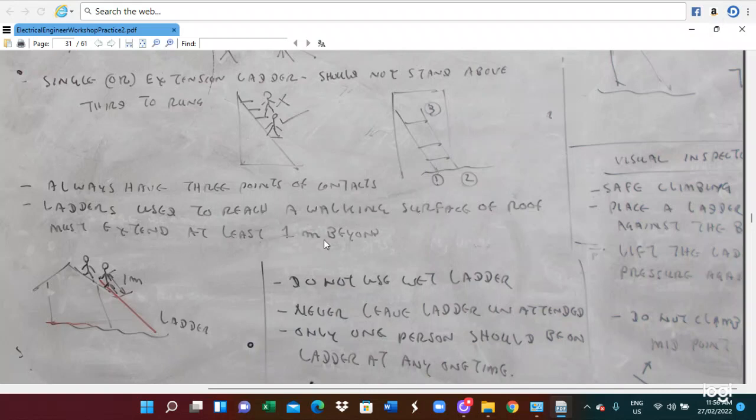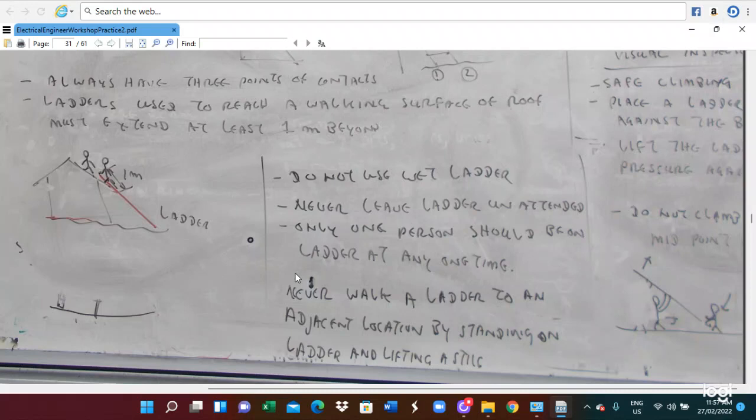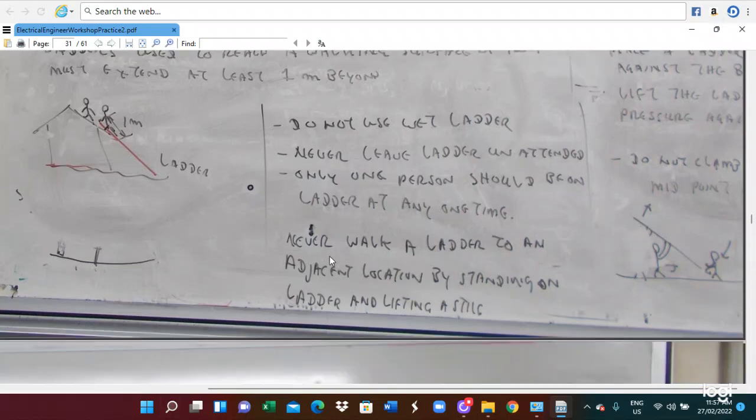Ladders used to reach the working surface of the roof must extend at least 1 meter above it. So in this case, we are using the ladder, this is the surface, this is the roof, and the ladder must be 1 meter longer. Do not use a wet ladder. Never leave the ladder unattended. Only 1 person should be on the ladder at any time.